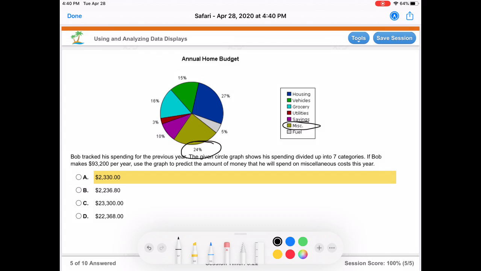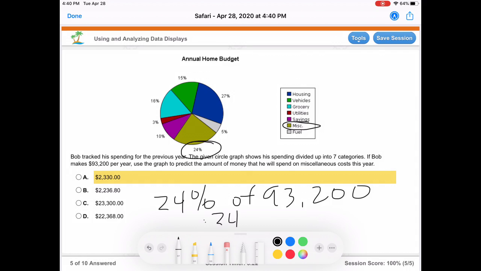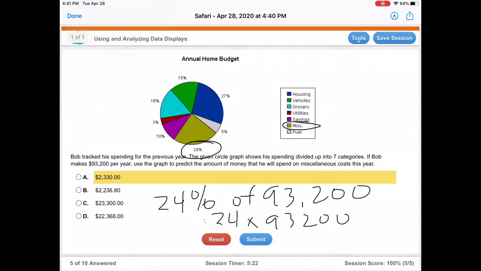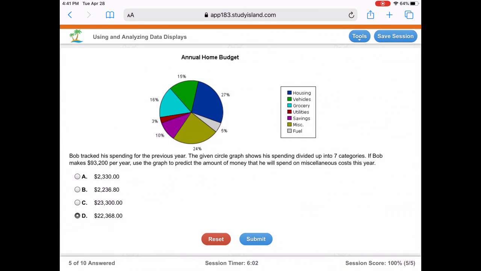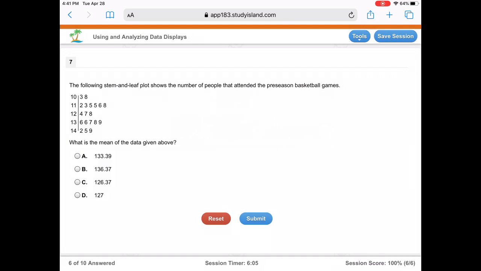So what we're looking at is what is 24% of his income, or 24% of 93,200. So we're taking 0.24 times 93,200, or about a quarter of that. So we're looking at somewhere in the 20,000s. And it is 22,368. So we're looking at D here. Let's move on to the next question.